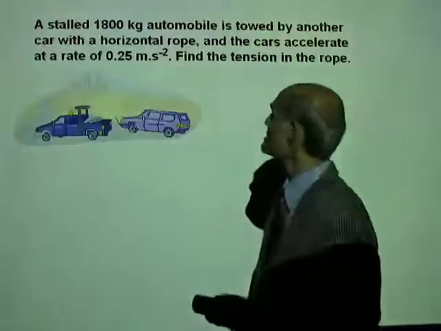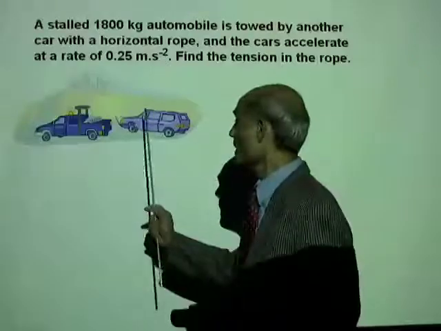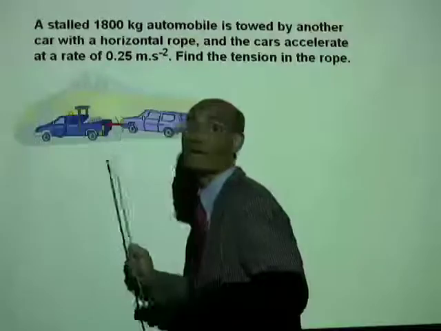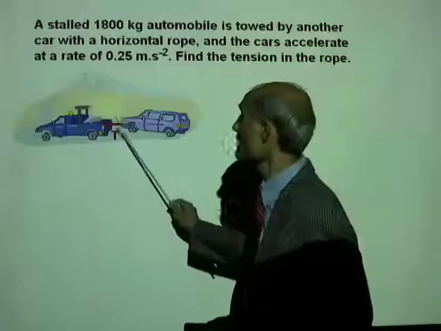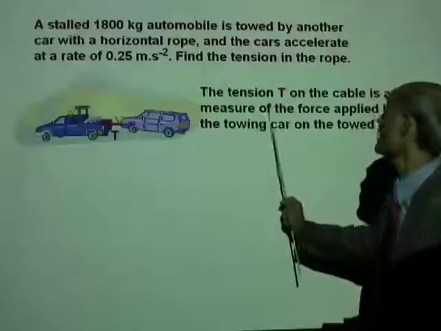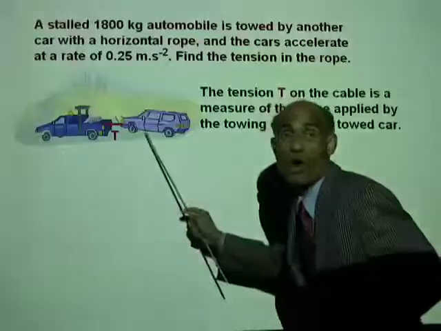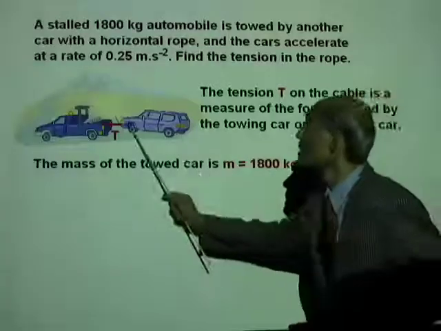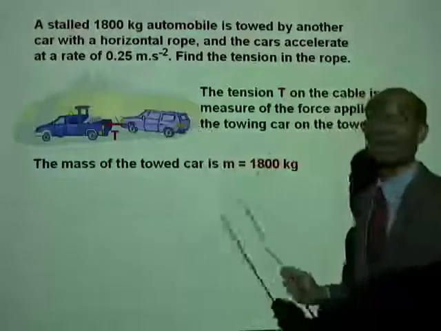Alright, here is the stalled car. I think it is a 1969 Oldsmobile or something. Is that right? Looks like it. And it is being towed by the towing truck, and there's a cable there. You need to find the tension force on that cable. The tension T on the cable is a measure of the force applied by the towing truck on the towed car. Now, the mass of the towed car, the old wreck, is m equal to 1800 kilogram.